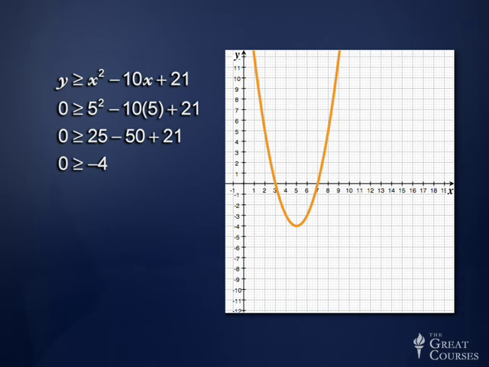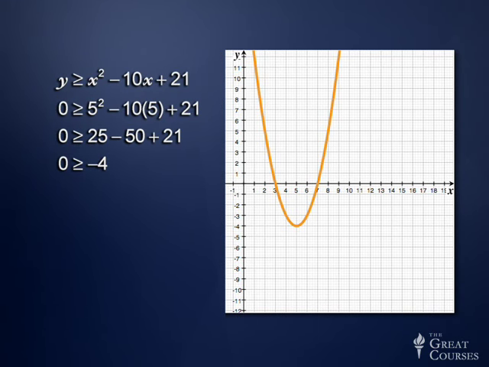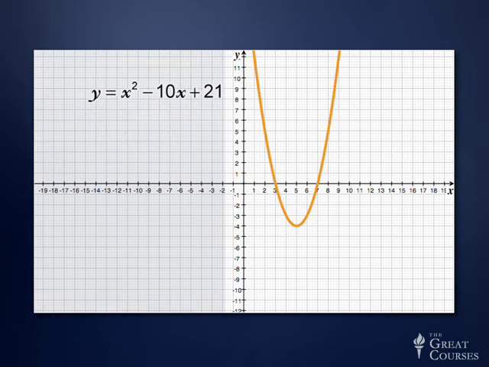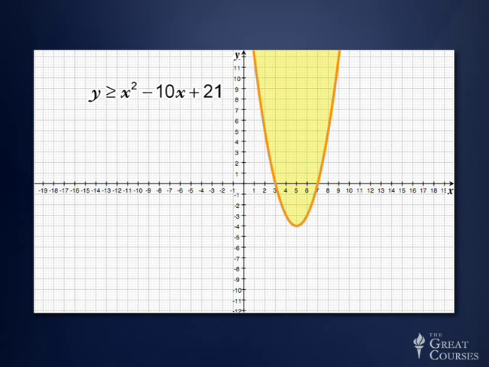Now we have to ask ourselves, is 0 greater than or equal to negative 4, true or false? The answer is true. And that means that this point, (5, 0), is in the solution set. And therefore, I can take the region that contains (5, 0), which is bounded by the parabola, and just shade that whole region in. And so, the solution set of this thing really is that portion.